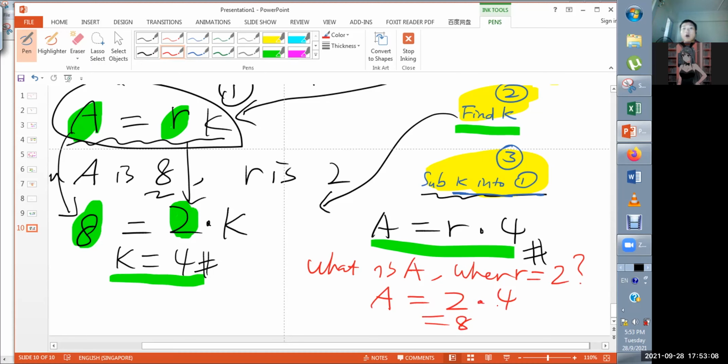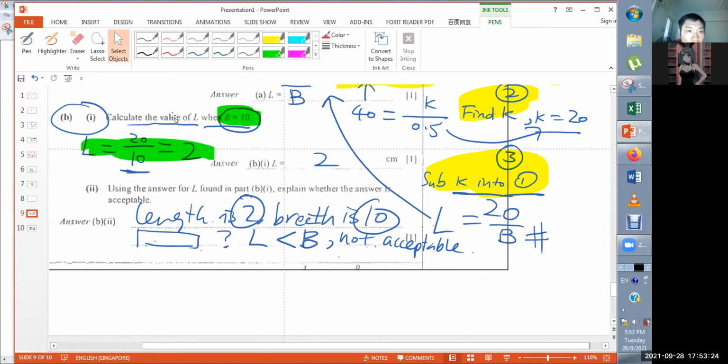Yes, that's the answer. Of course, you need to write down the unit. Depends what the unit is, probably cm squared. Okay, that's how you do questions. Similar, in fact, this question, what is A when R equals to 2, is exactly like this: calculate the value of L when B equals to 10. You just sub it in, you get 2 for L. Can you see the similarity between these two questions?